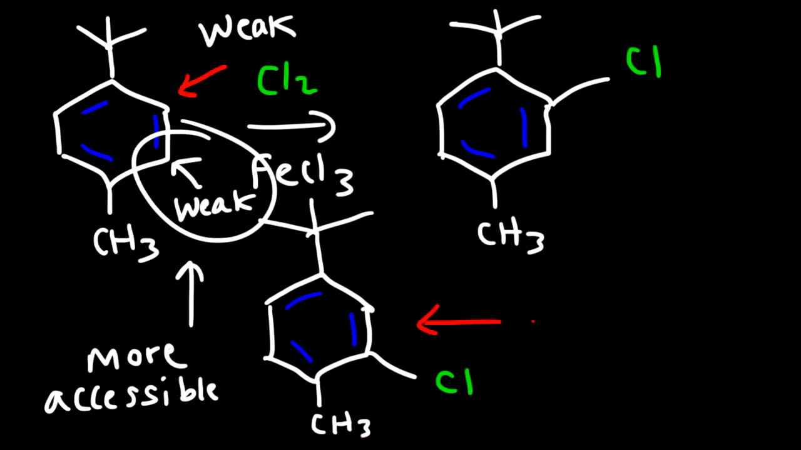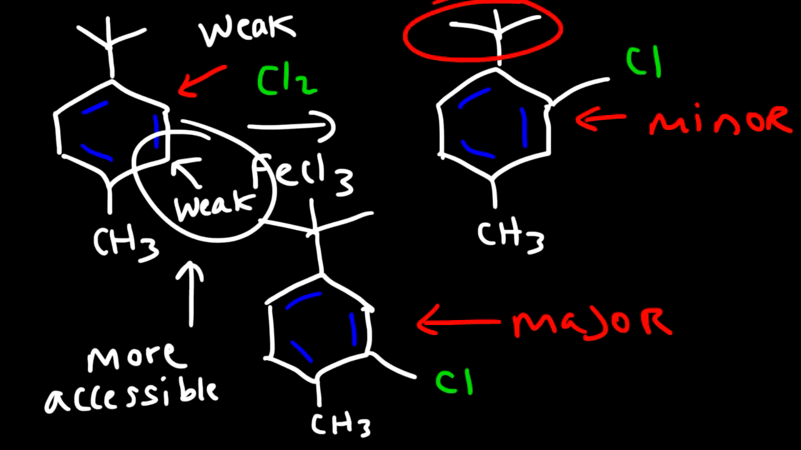The chlorine atom is going to go on the most accessible position, assuming that these two groups have the same directing strength. And this is going to be the minor product because it's more difficult for the chlorine atom to approach the bulky tert-butyl group. And so make sure you take into account steric effects as well as directing effects.